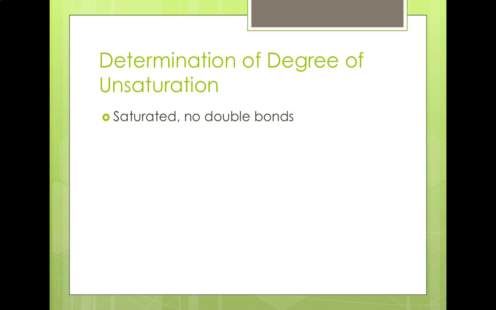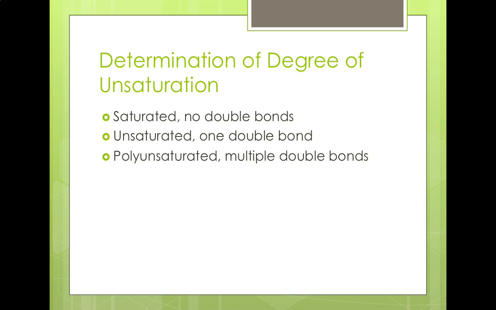Okay. Determining the degree of unsaturation. We know that saturated, and we learned this in organic chemistry, means that there's no double bonds. So an alkane is saturated. All of the spots that could have a hydrogen is filled with a hydrogen. No double bonds. And we have unsaturated, that contains one double bond. And then if we have more than that, we get polyunsaturated. We've got multiple double bonds.